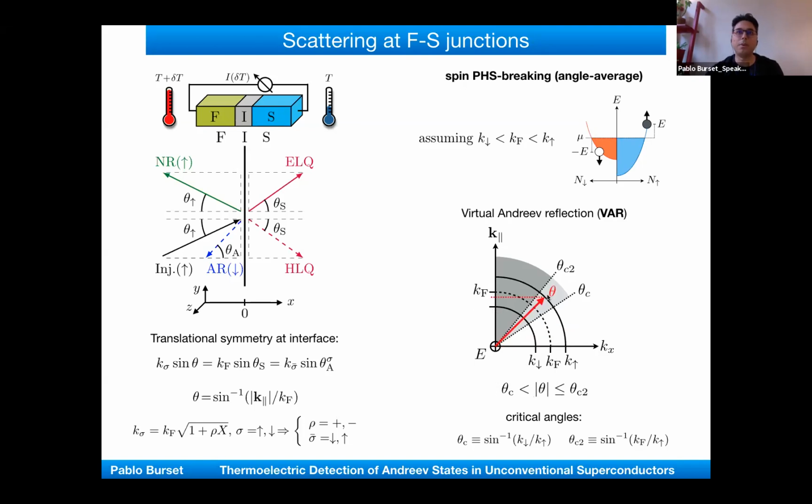But if we are over this angle, the particles can still be transmitted into the superconductor because their component is smaller than KF, but they cannot be Andreev reflected. We call this process virtual Andreev reflection, and it will not contribute to the current. And then if the angle is larger than the second critical angle, they cannot be transmitted and they can only be normally reflected. So therefore, they also do not contribute to the current.